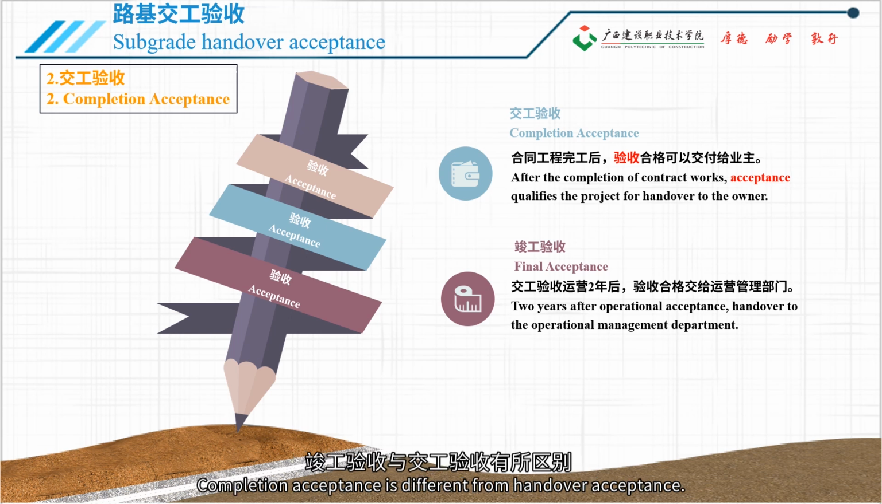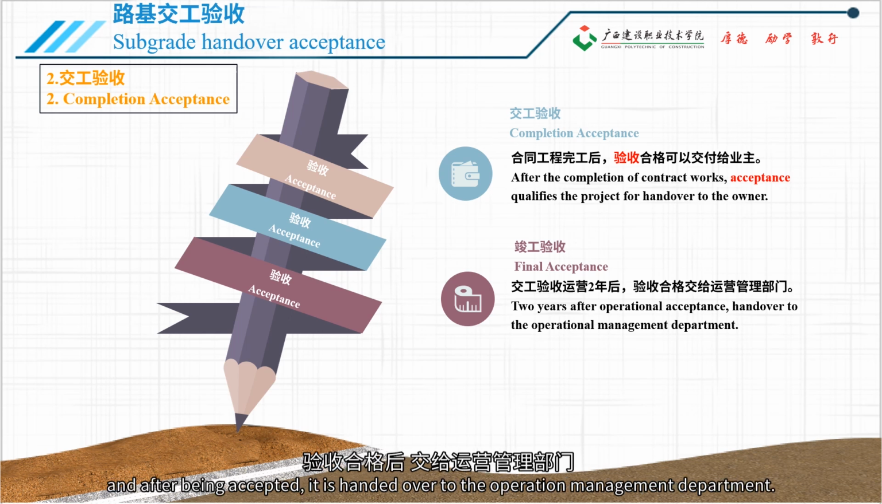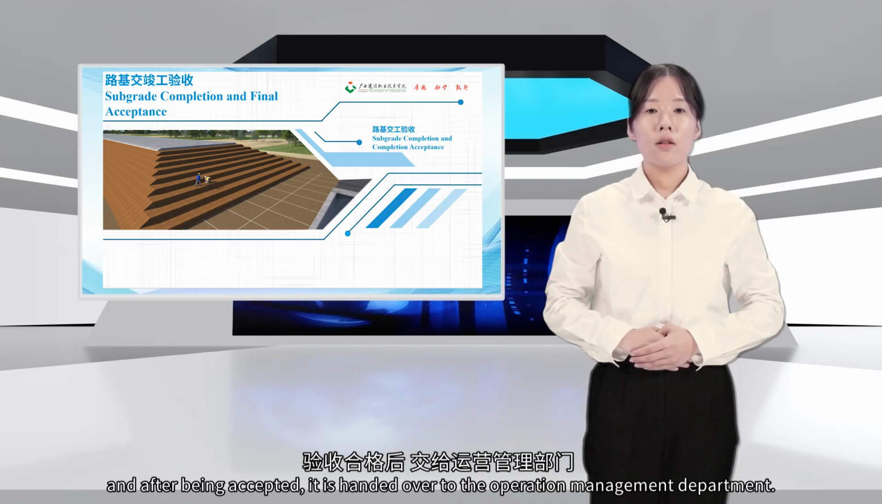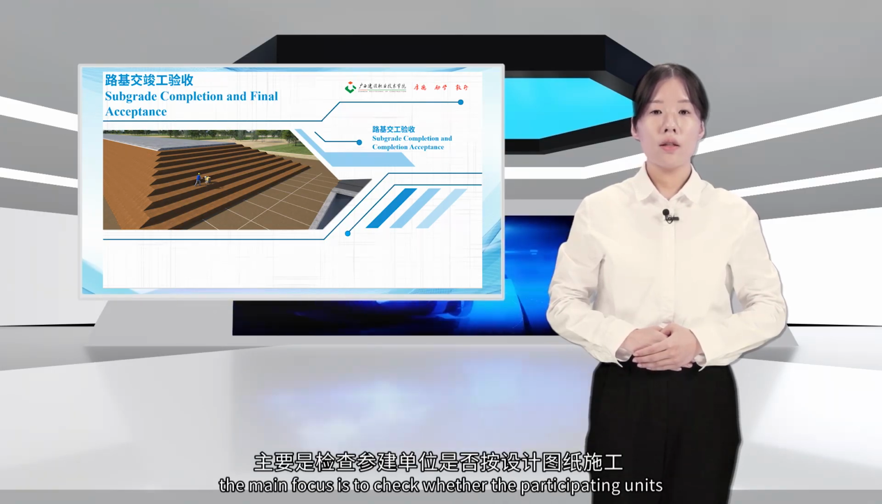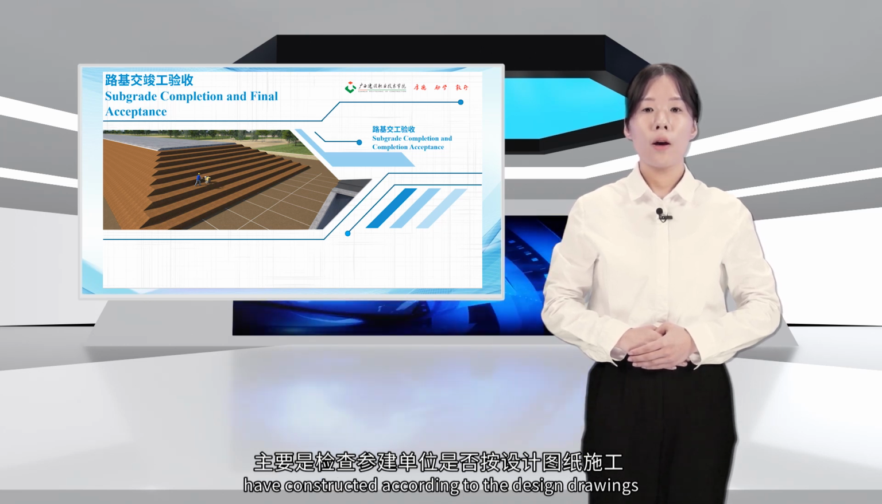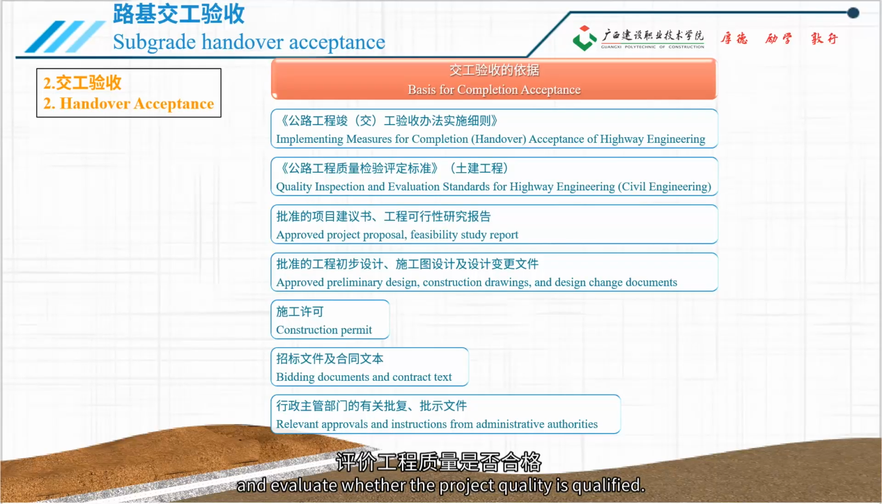Completion acceptance is different from handover acceptance. Completion acceptance is done 2 years after handover acceptance, and after being accepted, it is handed over to the Operation Management Department. In the handover acceptance phase, the main focus is to check whether the participating units have constructed according to the design drawings and evaluate whether the project quality is qualified.